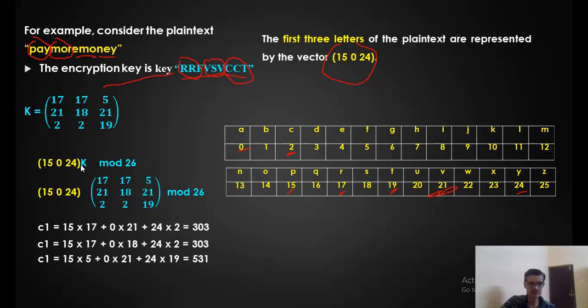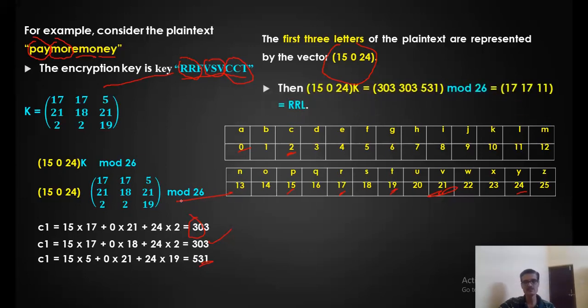You know how to multiply this? These are the C1, C2 and C3. There's a small mistake over there. So I will get values like 303 after multiplication, again 303 and 531. So we have to take a mod 26, right? So after taking mod 26, what I'll get is, see this, okay? So 303, 303 and 531, mod 26 is nothing but 17, 17 and 11.